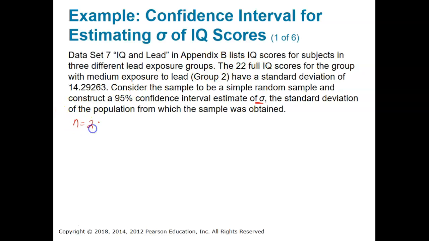Okay, so looking at this, we have a few things that are known. We know that our sample size is 22. We know that our sample standard deviation is 14.29263. If you notice, they're giving quite a few decimal places here, and even if you had the original data set and you put that in L1 and get your one variable stats and find your standard deviation, you need to show it to several decimal places here. And we want to find the 95% confidence interval of the population standard deviation. So we're basically going to be using this formula.